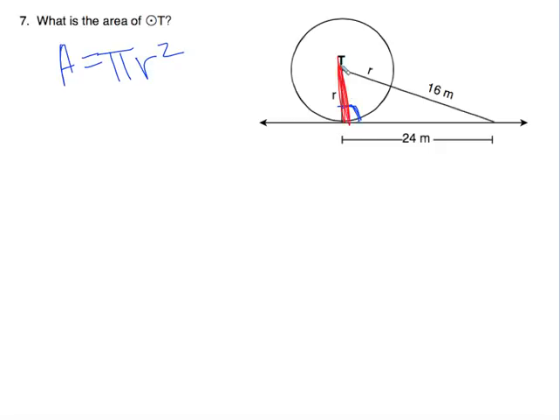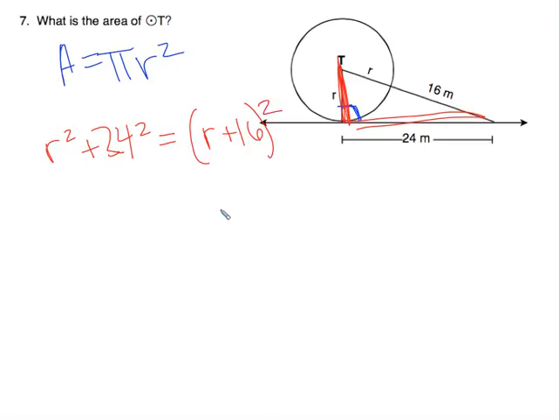So here's a leg and here's a leg. So we've got r squared plus 24r, this is the Pythagorean theorem, equals the hypotenuse squared. Well, the hypotenuse is r plus 16, because that 16 just goes to the outside. Then we have to square it, which is like doing r plus 16 times r plus 16, and you've got to FOIL it.